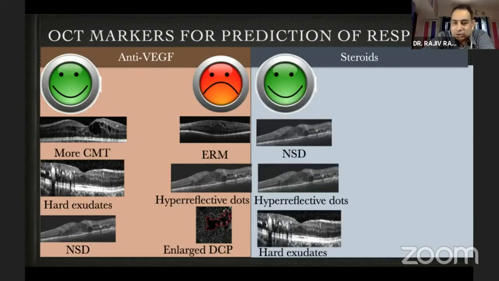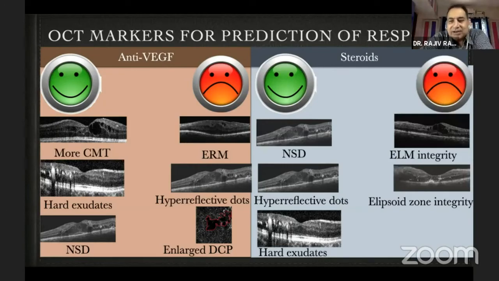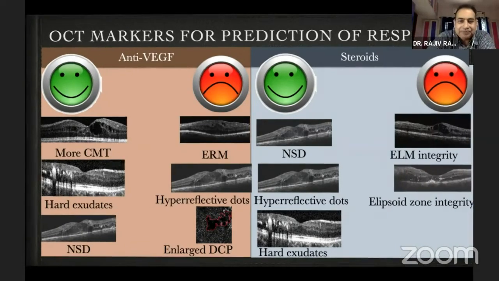For steroids also, neurosensory detachment is a good marker. With hyperreflective dots and hard exudates, the presence of these, we think that it works better. This is all based on the evidence. ELM integrity and ellipsoid zone integrity are responsible. If they are compromised, the response to steroids is usually low.